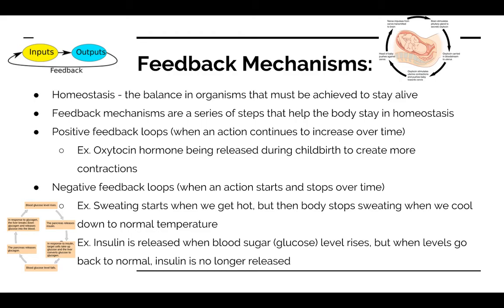A second example, and this is a really important one to know, again, we talked about diabetes earlier. Insulin is released anytime that the blood sugar or glucose level rises. So think after you eat a meal. But when the levels go back to normal, insulin is no longer released. So it just kind of goes back and forth in that same process. And you have another picture on the right on your handout that describes this process, and another hormone called glucagon that is released when the sugar levels are too low.